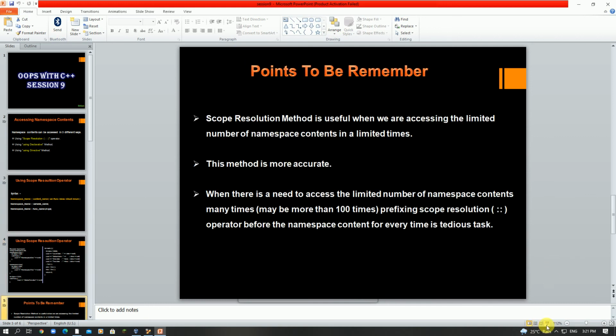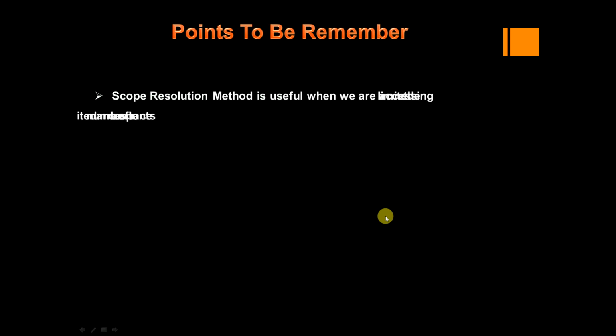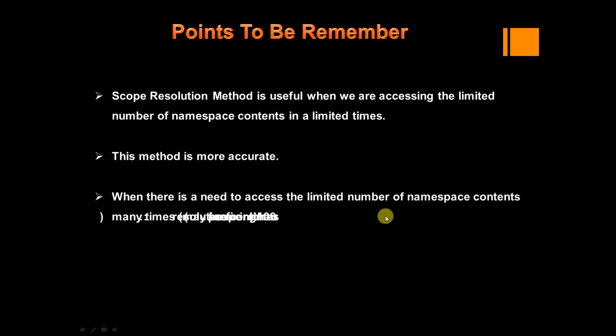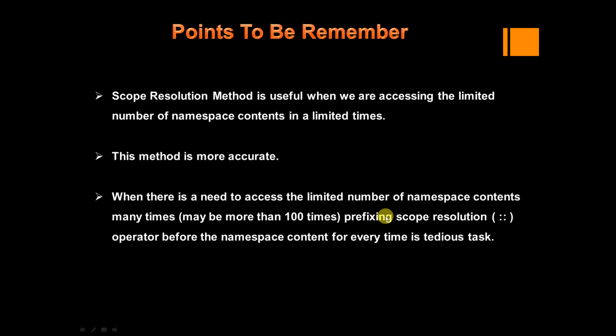Now some key points you have to remember here. The scope resolution method is useful when we are accessing a limited number of namespace contents a limited number of times. For example, in our namespace we have only one or two contents, and we are accessing them a limited number of times. And this method is more accurate.